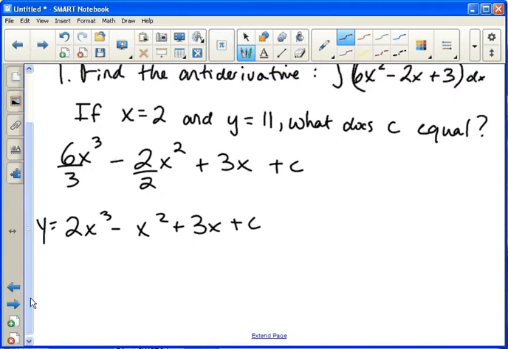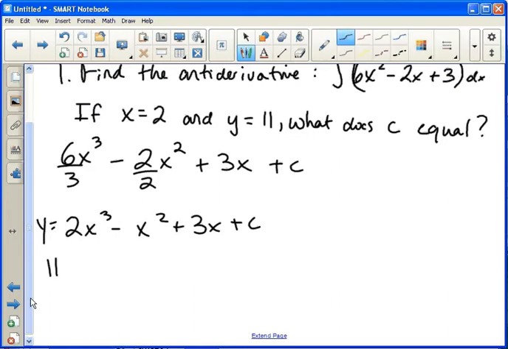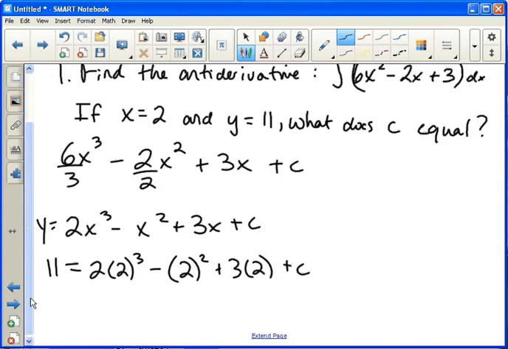If you think about it, what we were really looking at back in the original was a derivative. When we took the antiderivative, it took us back to the original equation. So that's why I put a y in front. So now if we look at the information, it says if x equals 2 and y equals 11, what does c equal? Very straightforward. Just plug in 11 for y, 2 for the x's, and then solve for c.